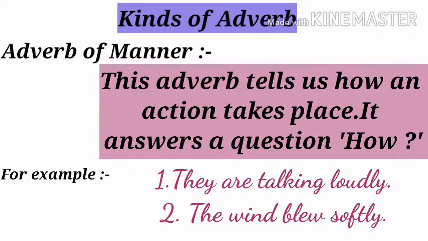Kinds of adverb. Let's discuss the kinds of adverb. First is adverb of manner. This adverb tells us how an action takes place. It answers the question how. For example, they are talking loudly. So we can frame the question of this answer as how are they talking?